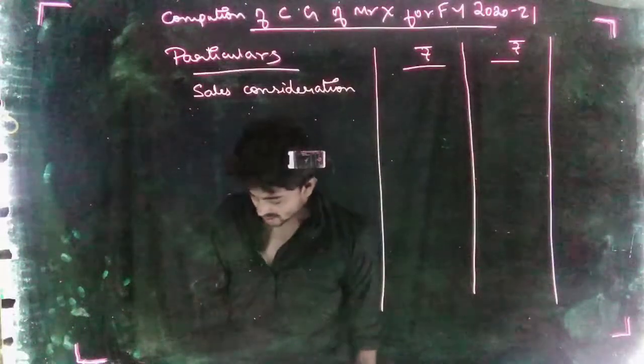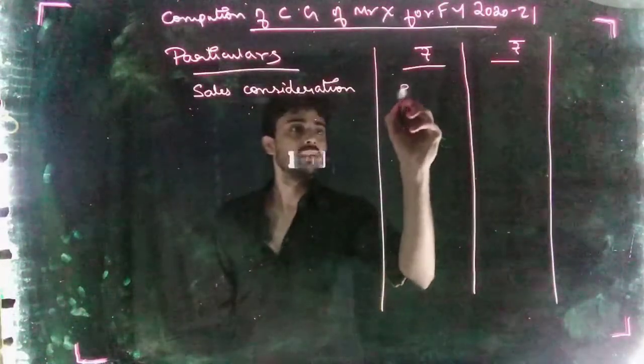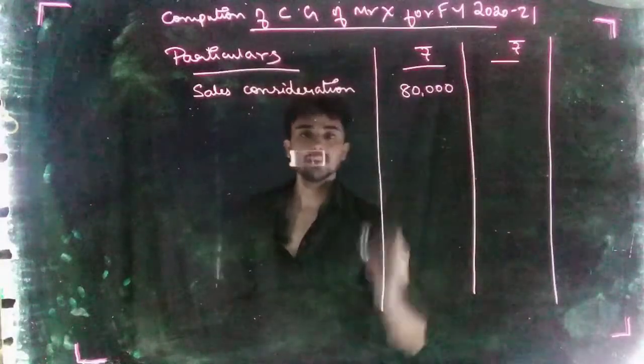So we have sales consideration of rupees 80,000. Sales consideration is nothing but the sales amount.